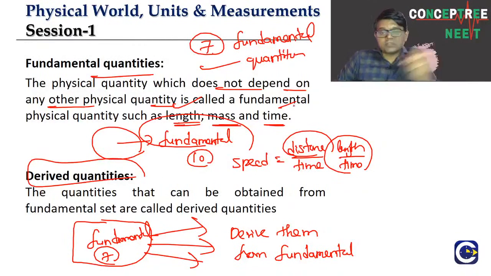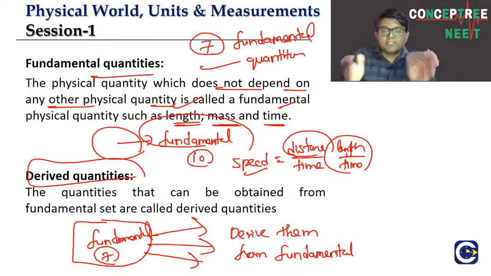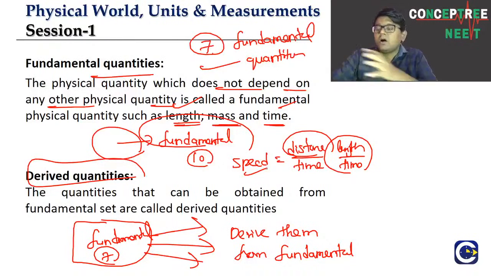Length is a fundamental, time is also fundamental. Because of that, speed will be called a derived quantity. So what is a derived quantity? Anything which we can derive from the fundamental set is called a derived quantity. Clear? So this is the classification. How many fundamental are there? 7. These 7 fundamental, in between them they are not dependent on each other. And derived means all those quantities which can be derived from the fundamental.